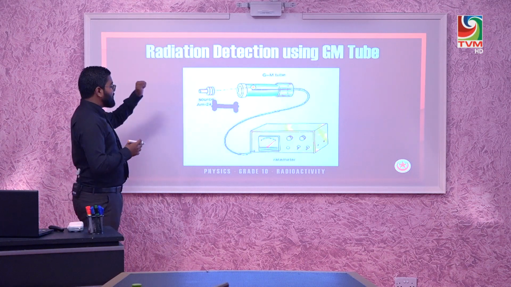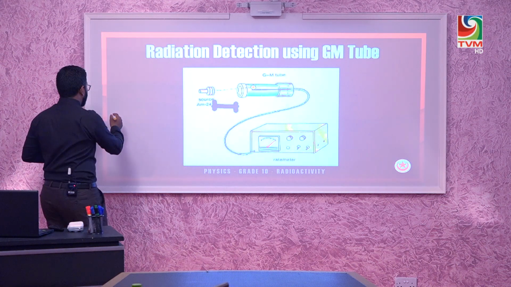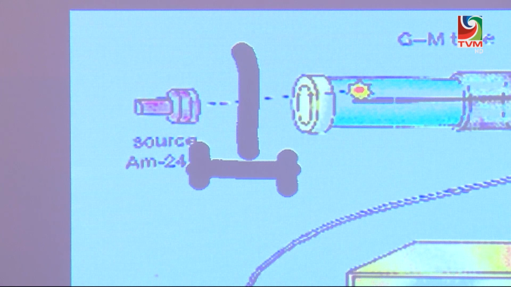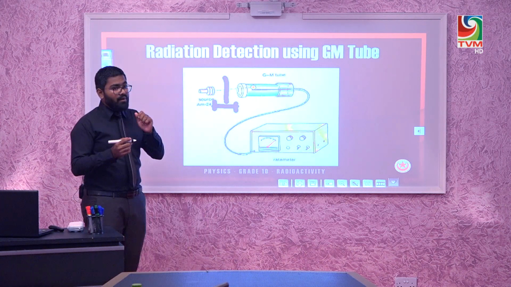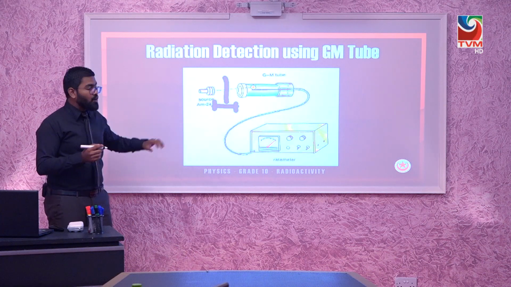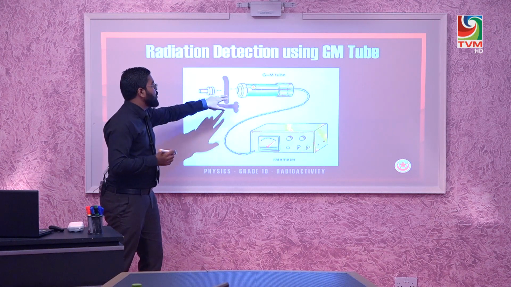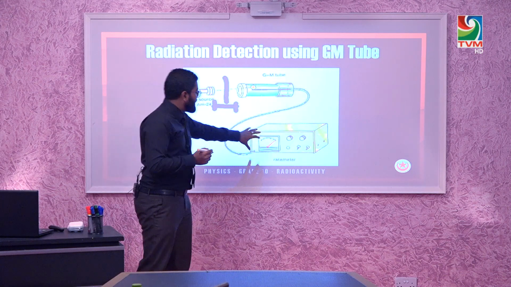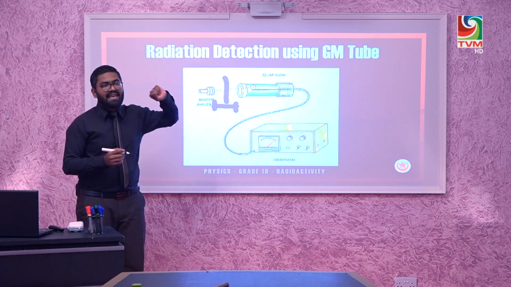Then, if we want to make sure whether the radioactive source is emitting alpha, we place a thin sheet of paper between the radioactive source and the GM tube. We all understand that a thin sheet of paper will stop all the alpha particles. So if this radioactive source is emitting alpha particles, this thin sheet of paper will stop them, and the value at the rate meter will reduce.